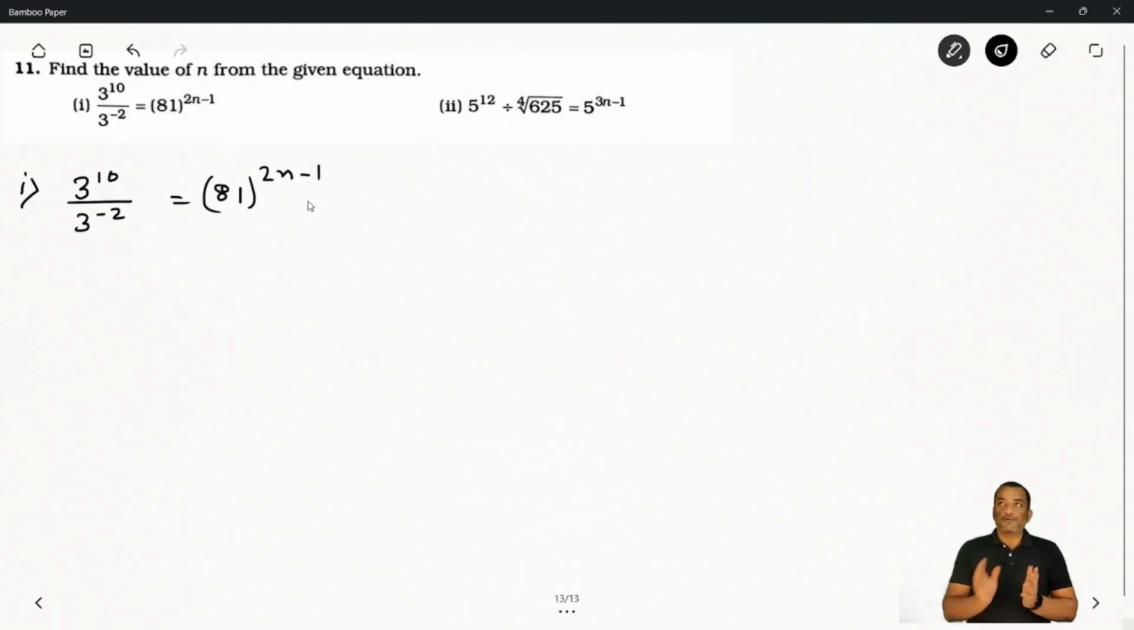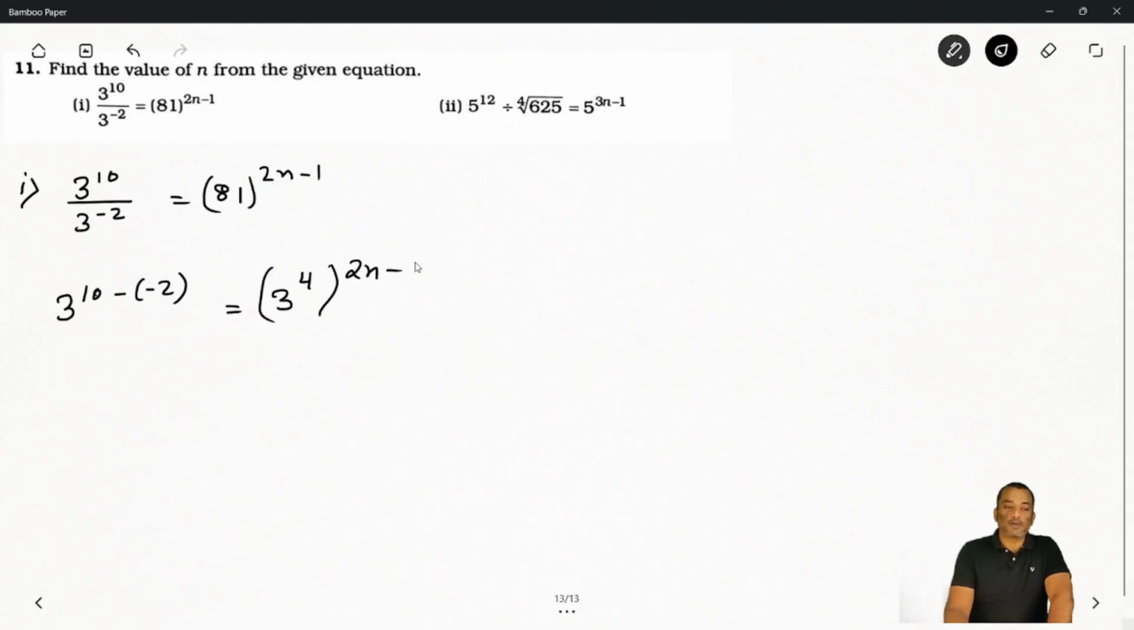minus 1. So whenever such type of question will come, both side, left and RHS side, we have to bring the same base. So first one, we can say 3 to power 10 minus and minus 2. And 81, you know, we can say 81 is equal to 3 to power 4. Okay. And this will 3 to power 4 and whole is 2n minus 1. So you will get this one is equal to 3 to power 12, and that is equal to 3 to power 4 times 2n minus 1.